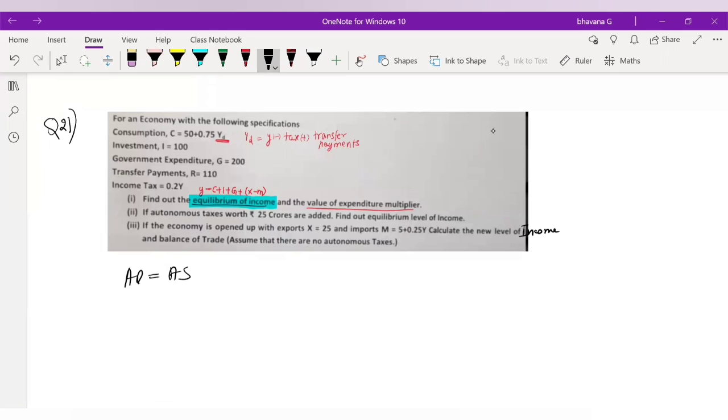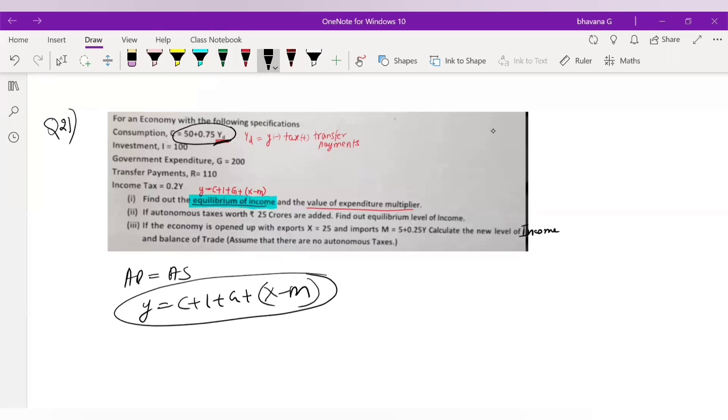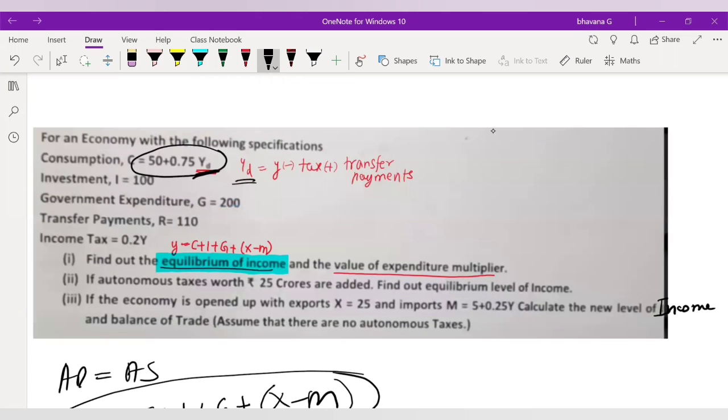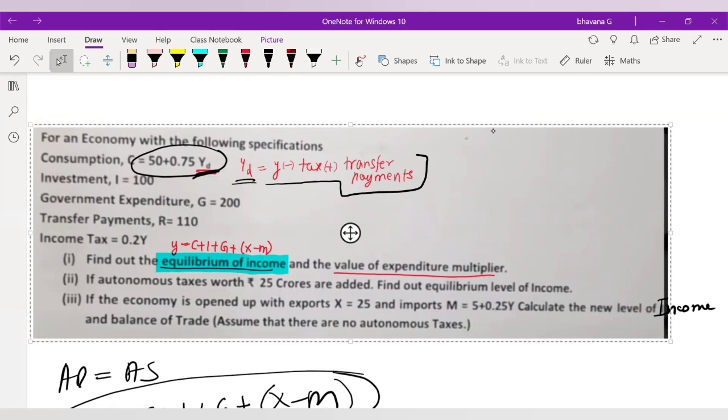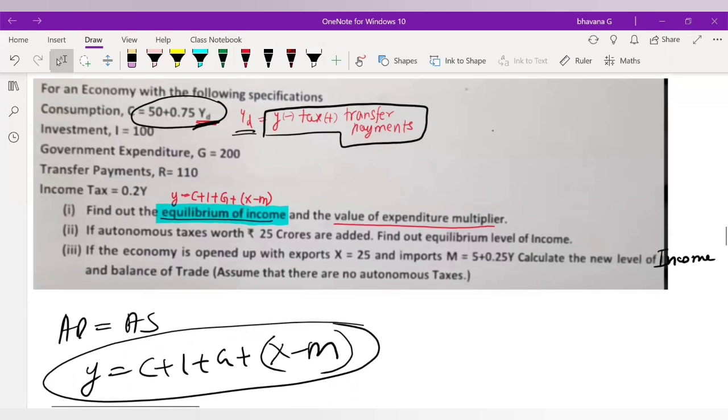So here first, what you will do is Y equal to C plus I plus G plus X minus M. Here again in the consumption function, they have given you YD, that is, personal disposable income. Always first convert it into Y and then only substitute in this formula. So how will you convert it into Y? YD equal to income minus tax plus transfer payment.